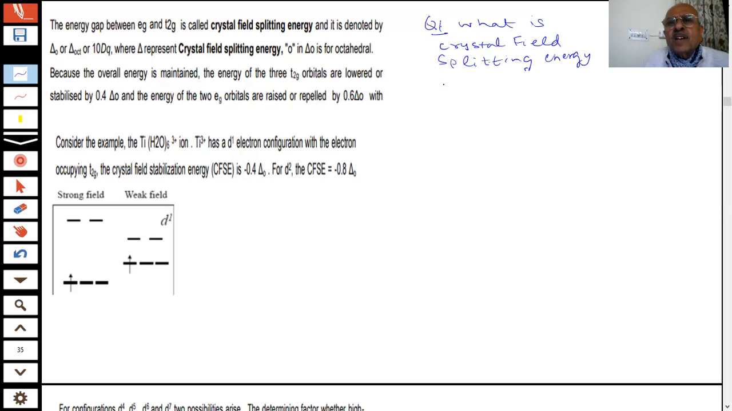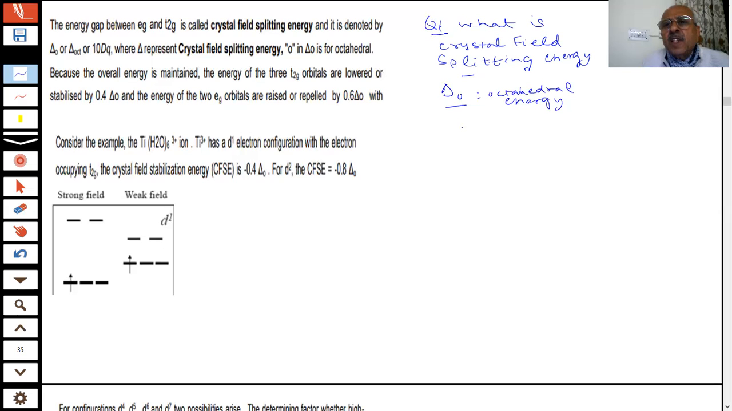For octahedral, we represent it by delta zero, delta O. O means octahedral. What is crystal field splitting energy? The energy gap between the T2G and EG. You don't have to write more. We have to be accurate and use precise words. Students know it, but they are not able to write it in the paper. This is called delta O.